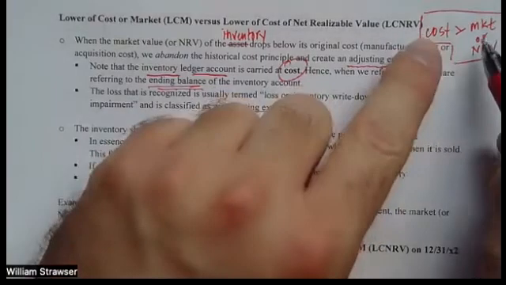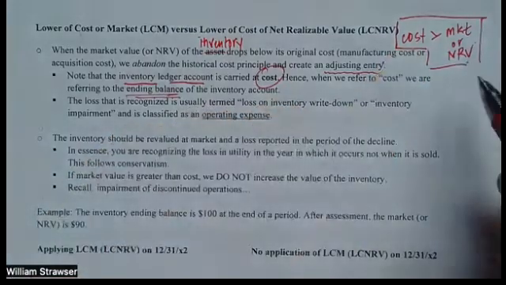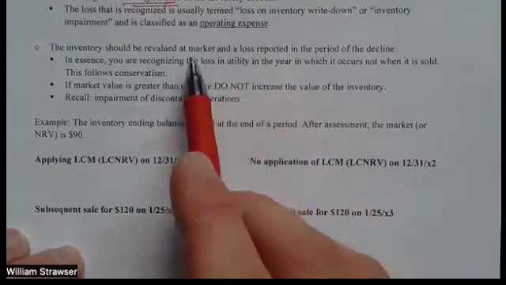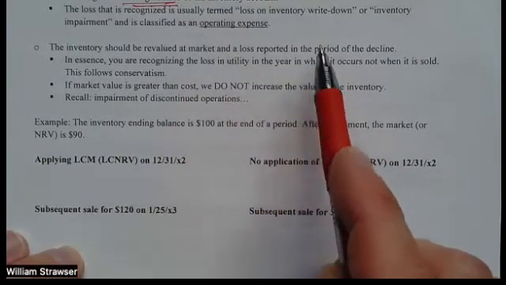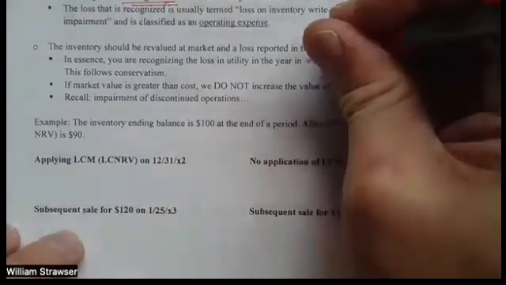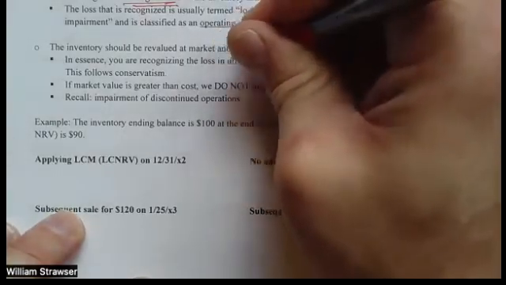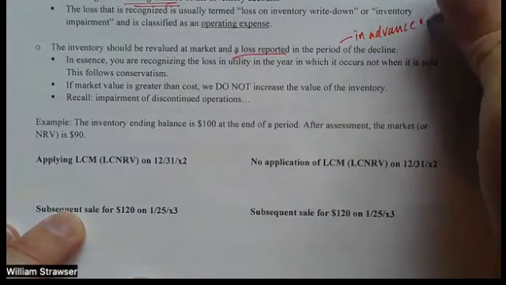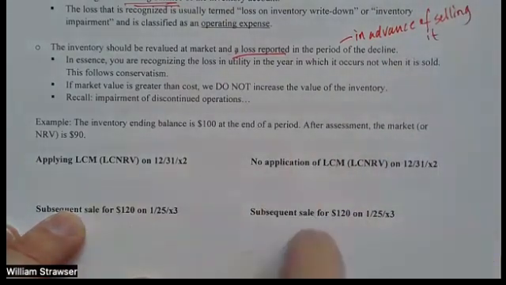So if it's the case that cost is greater than market or net realizable value, then we should revalue the inventory at market, and we should report a loss in the period of decline. So we want to report the loss. Basically, we're reporting the loss in advance of selling it, and that will be important. I'll roll through an example of that down here.